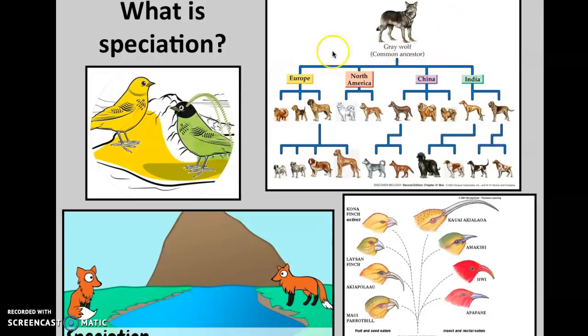This is our gray wolf, our common ancestor from long ago. And then that organism mated or reproduced with other organisms, and over a long period of time, over generations, we see differences, and these dogs end up becoming domesticated and very different from a wild gray wolf. But they do have the same characteristics of that common ancestor.